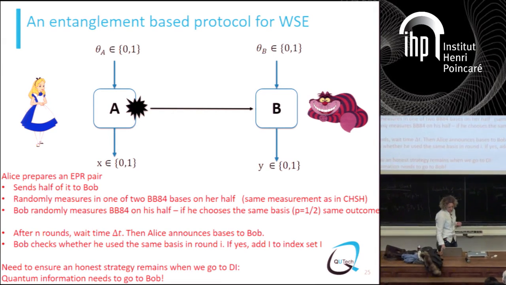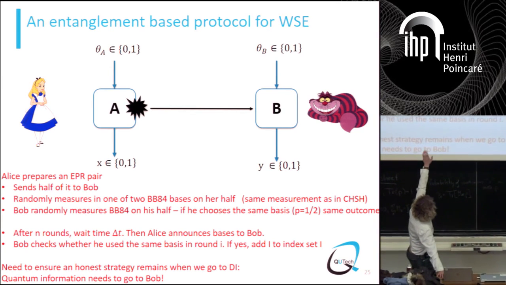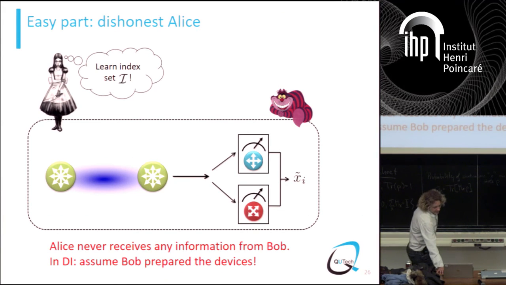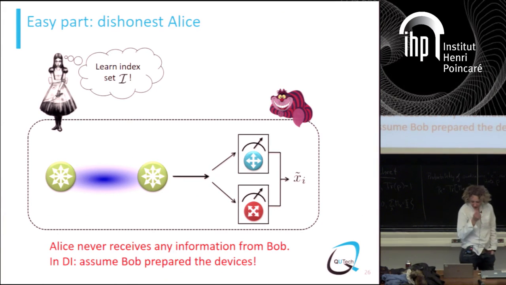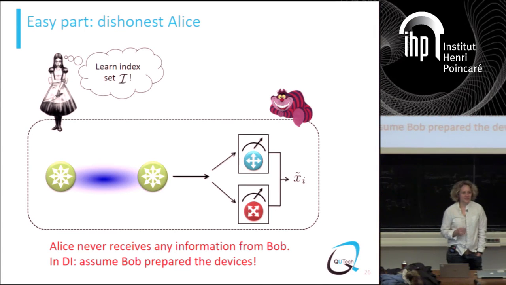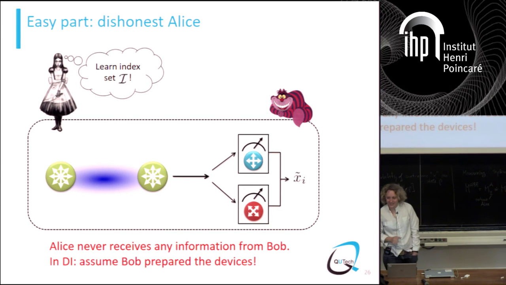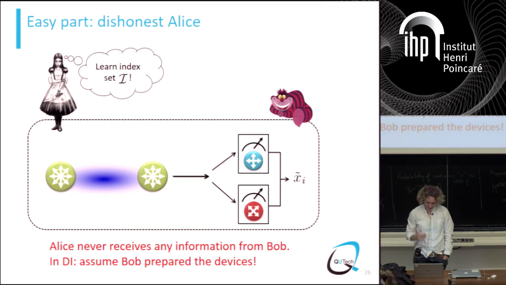So the point that I just want to make here is that you see there's some quantum information going to the honest party, Bob. Security against dishonest Alice is very easy to show because there's never anything going from Alice to Bob. Even if Alice prepared Bob's devices, because we assume they don't have a radio inside, there's nothing coming back from Bob. So it's kind of the easy part. Alice cannot learn the index set.